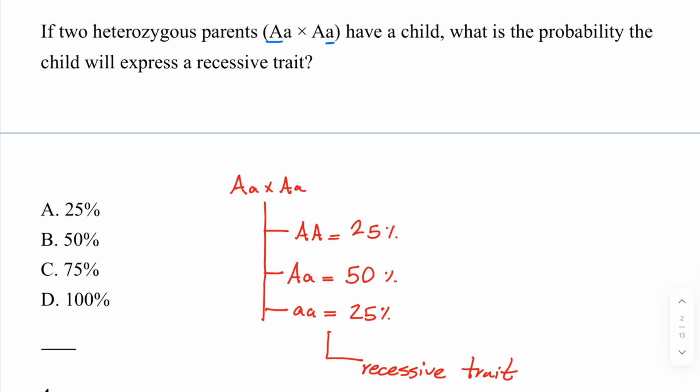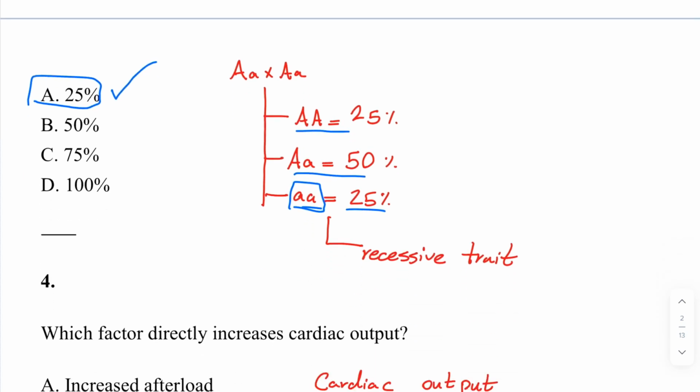25% of offspring will be AA, 50% big A and small a, and double small a, 25%. Since recessive traits are only expressed when an individual inherits two recessive alleles, only the double small a genotype will show the trait. Therefore, the probability is 25%. Option A is the correct answer.